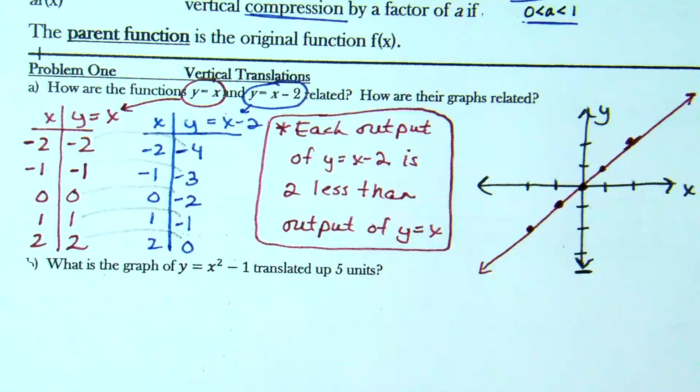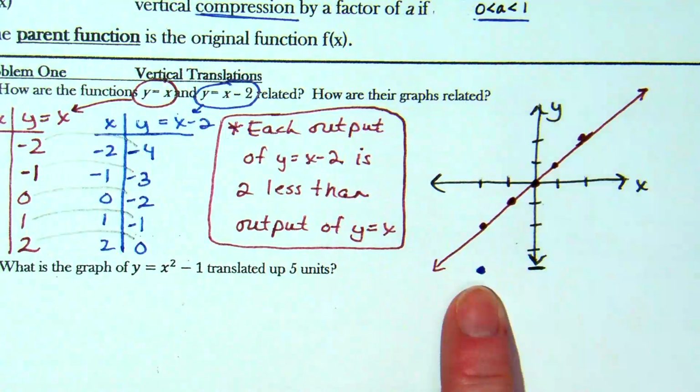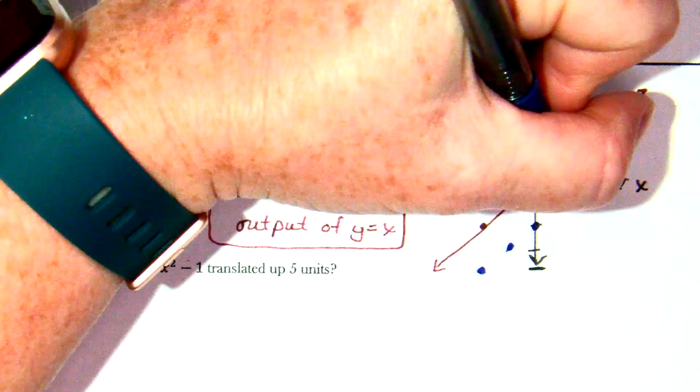Now if I do my blue points, -2, -4. Notice that point is 2 below the other one, yes? -1, -3. Left 1, down 3. Again, 2 below the point above it. 0, -2. 2 below it. 1, -1. And 2, 0.